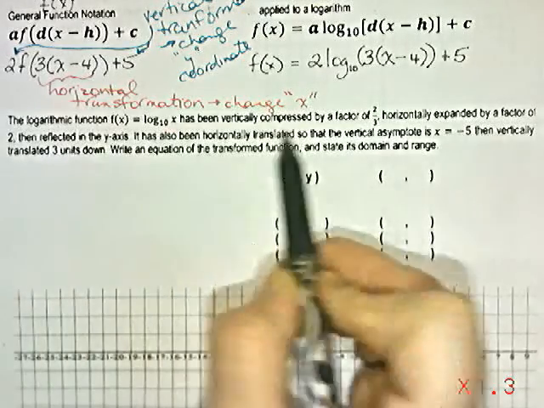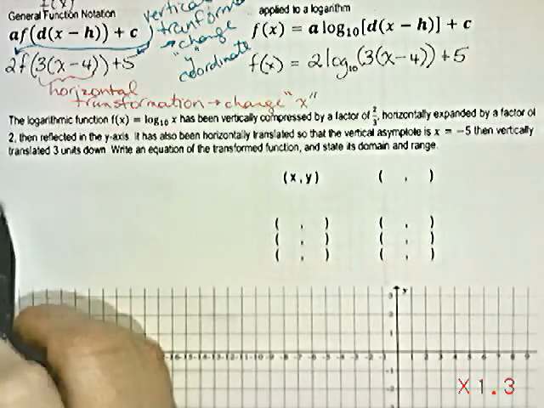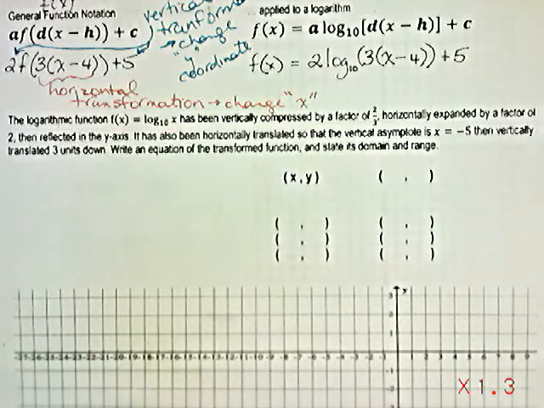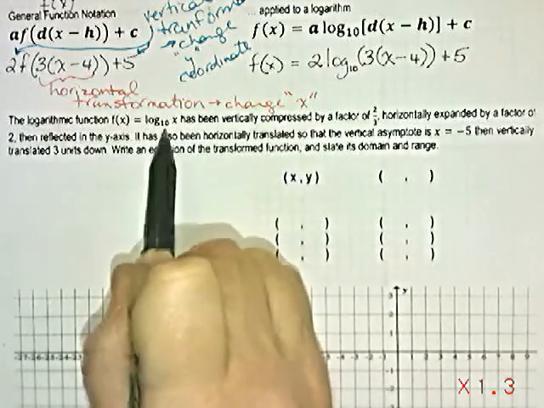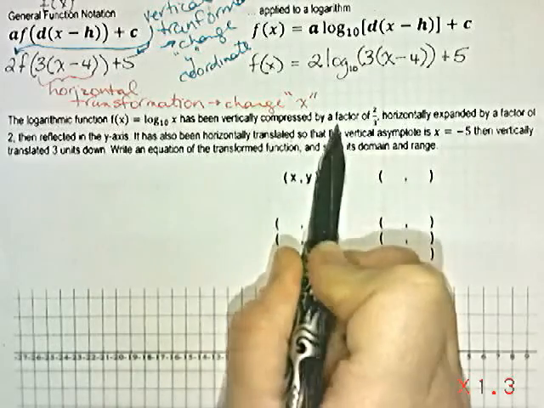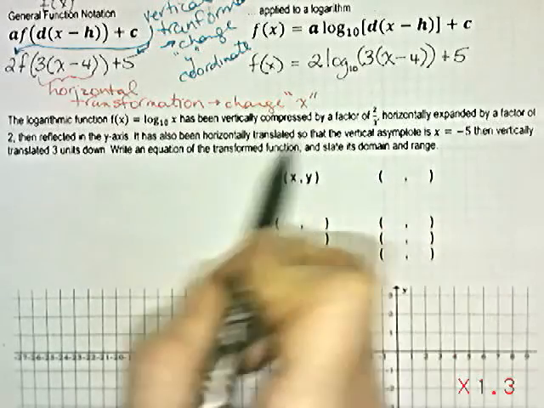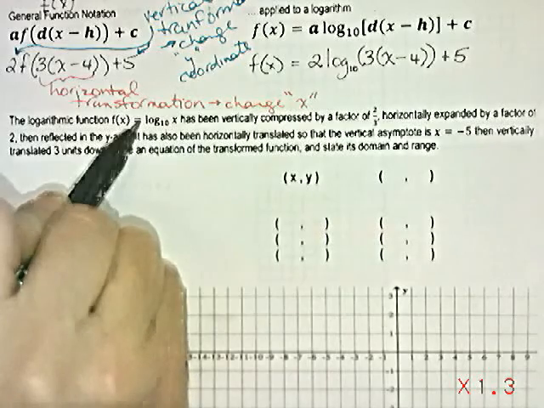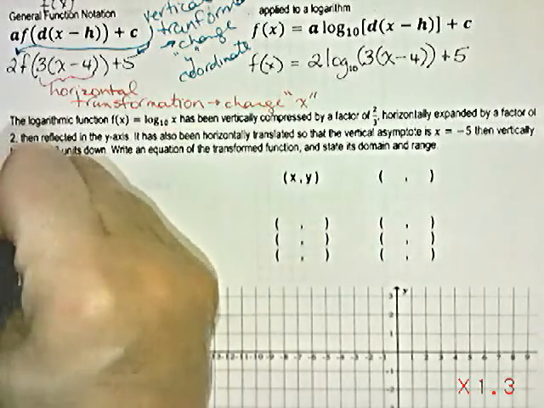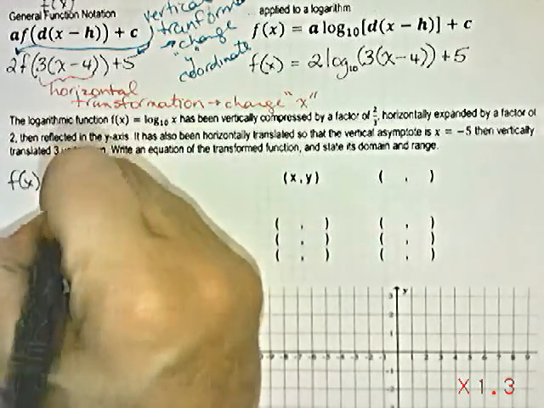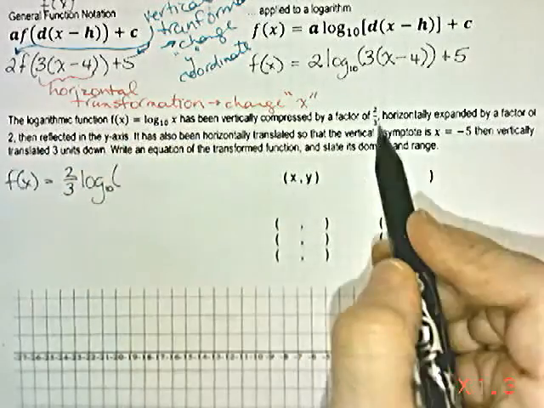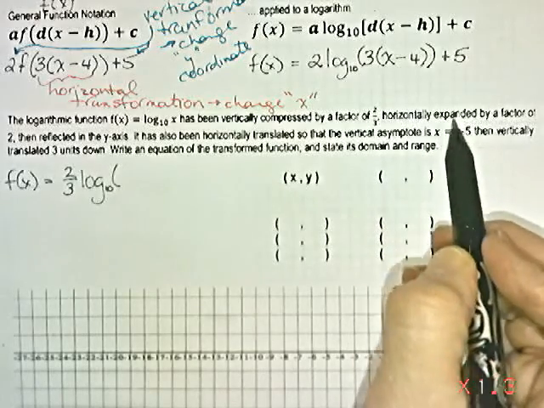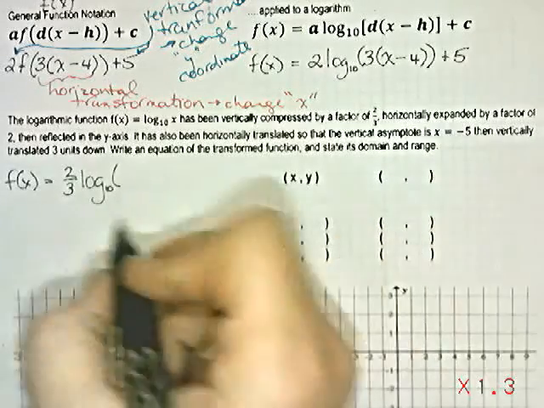So if we take a look at this paragraph here, it gives us the transformational information to be able to create an equation. The logarithmic function, our base graph log 10, has been vertically compressed by a factor of 2/3. That would be a multiplication factor in front, and so my new curve, my transformed curve, would have a 2/3 out front of my logarithmic function. It has been horizontally expanded by a factor of 2.